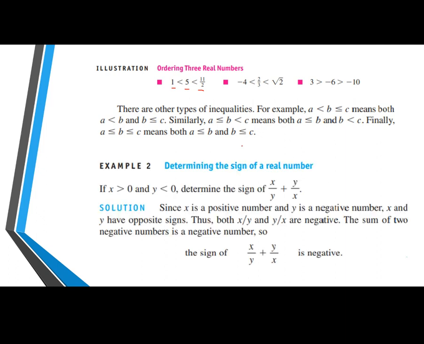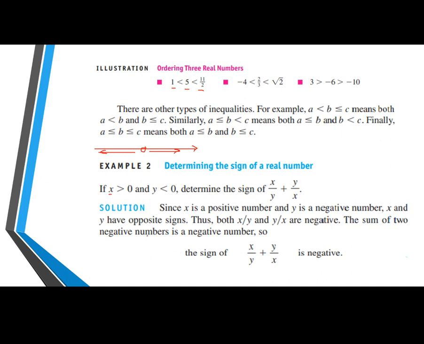So here is an example of determining the sign of a real number. If X is greater than 0 and Y is less than 0, determine the sign of X over Y and Y over X. Solution: X is a positive number because X is greater than 0, and Y is a negative number because Y is less than 0. Going back to the number line, 0, positive, negative, so these are all less than 0, and only these are greater than 0. Thus both X over Y and Y over X are negative.